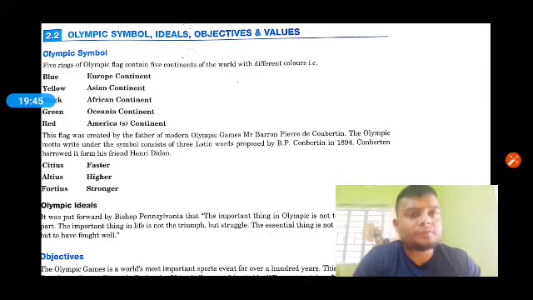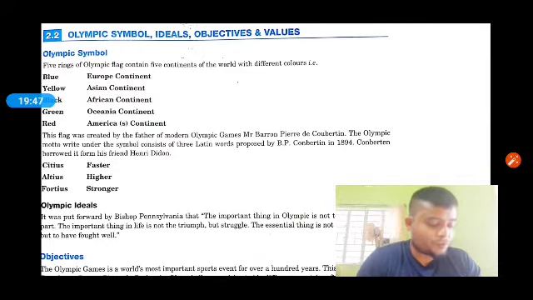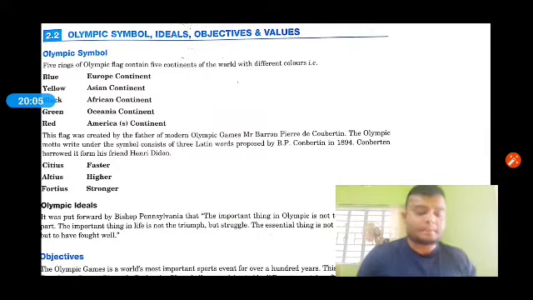It doesn't matter if you win or you lose. The most important thing is that you have participated. And the essential thing is not to have conquered but to have fought well, that whether you gave your best, whether you did your best, that is the most important thing.